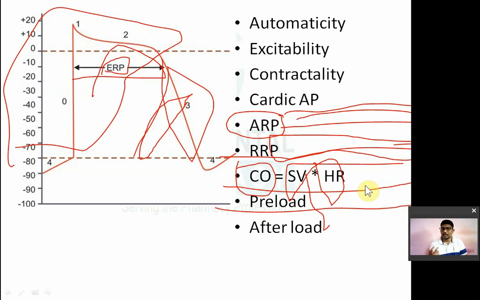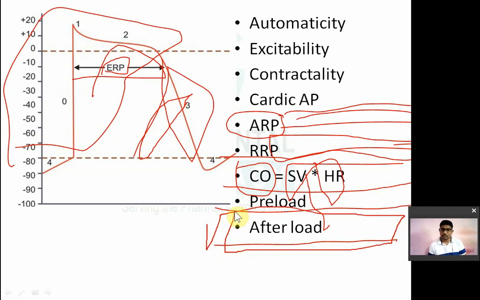Now what is meant by afterload? Afterload is nothing but the resistance to left ventricular ejection. So when there is a contraction of the left ventricle, whatever opposes it, whatever resistance is there, that is known as the afterload. Now this resistance is offered by your arteries. The arteries offer a resistance to the ventricular ejection. So whatever resistance is offered by the arteries, that is known as the afterload.